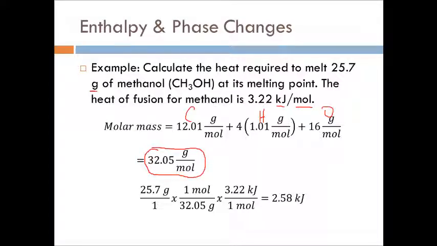So we take our 25.7 grams and divide by the molar mass, because we want to get rid of the grams. That's equal to 1 mole, and then we use the conversion for the heat of fusion, which is 1 mole on the bottom and kilojoules on top. So again, it's 3.22 kilojoules for 1 mole. You can also do this in multiple steps, finding the number of moles first and then multiplying by the heat of fusion, but I just do it in one because it's easier. So we multiply, we divide, and we find that for this particular amount of methanol, you need 2.58 kilojoules. Again, we're using the heat of fusion as a conversion between the moles and the energy, or the heat.